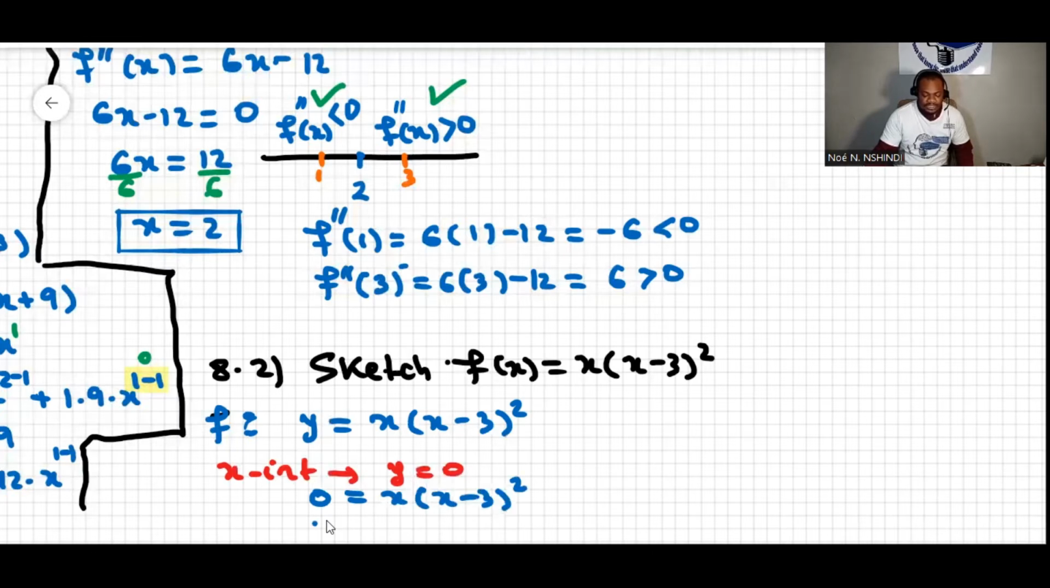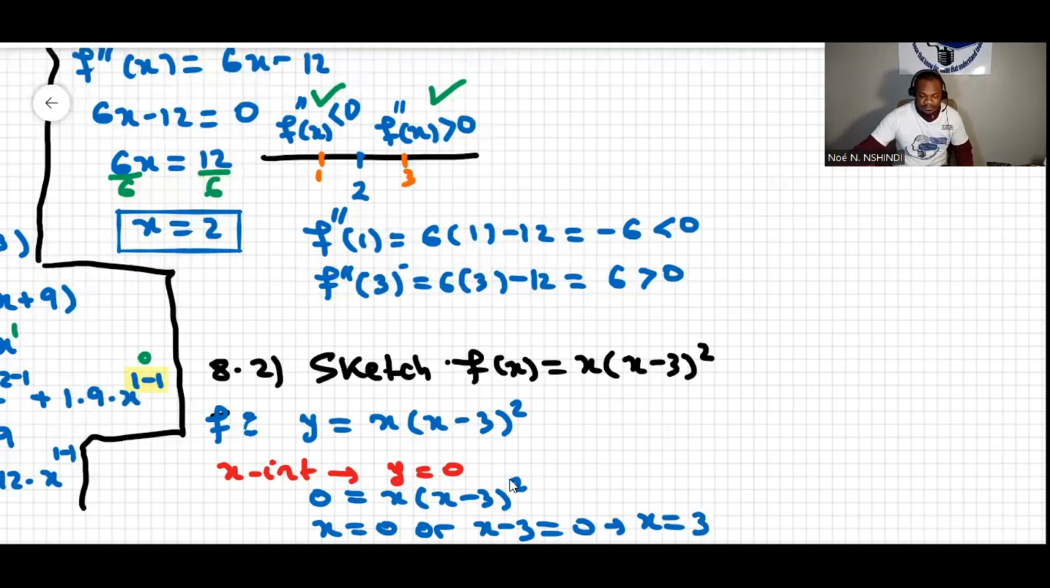So this means that x is equal to 0 or x equal to, let me write like this, x minus 3 equal to 0. Okay, we're going to make either x equal to 0 or x minus 3 equal to 0. Now here we can work out the value of x. x would be equal to 3. Those are the x-intercepts.